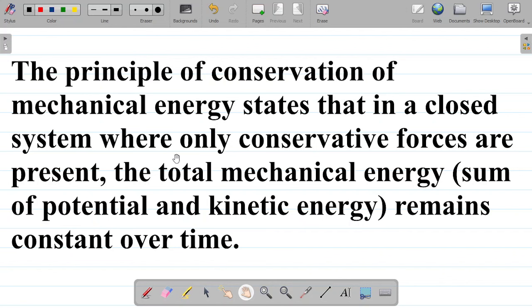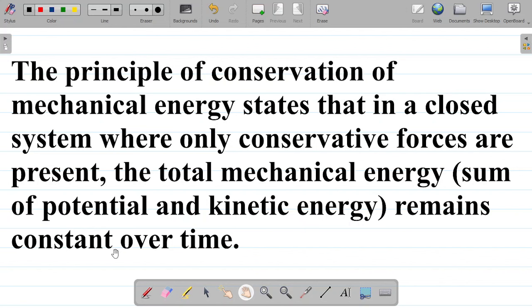Let me try to define some key terms. Now, I said the principle of conservation of mechanical energy states that in a closed system, what's a closed system? A closed system is simply a system or a situation where a particular body is not affected by external forces. So when we say a system is closed, it means in that particular system, external forces do not affect what is going on.